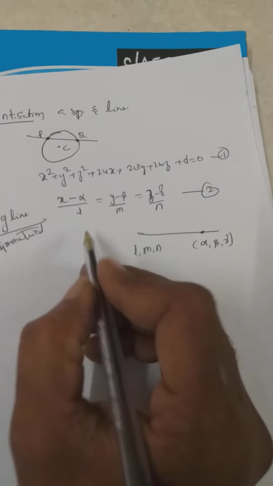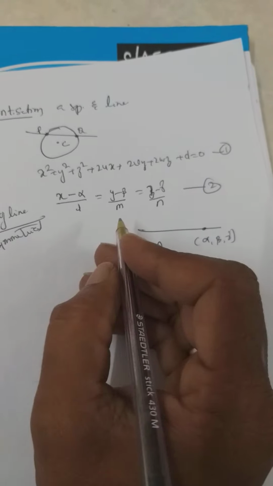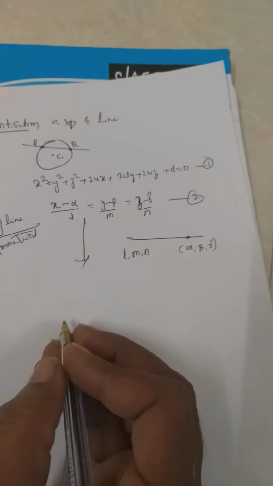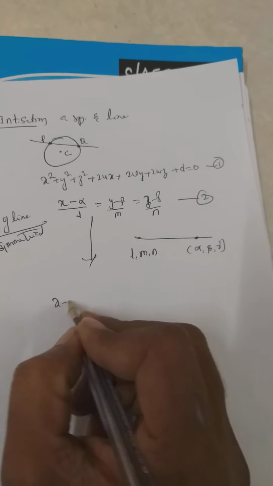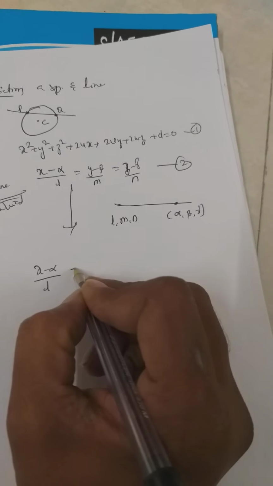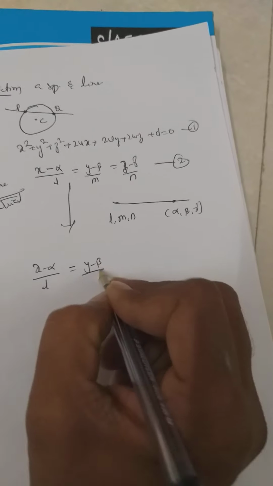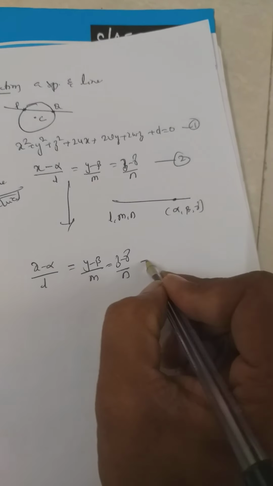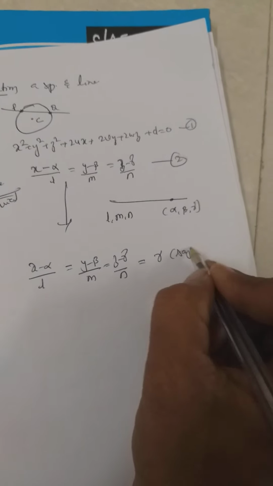First of all, to find the point of intersection of the line and the sphere, we have to find an arbitrary point on the line, a random point on the line. How will you get it? (x minus alpha) by L is equal to (y minus beta) by M is equal to (z minus gamma) by N is equal to R, or you can say T.